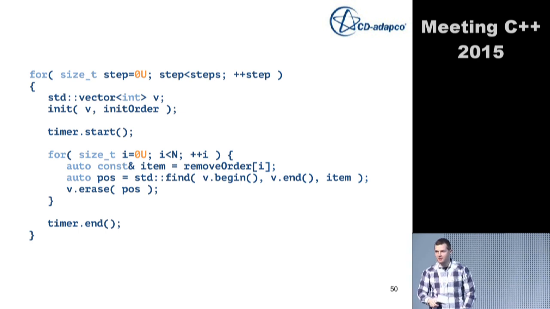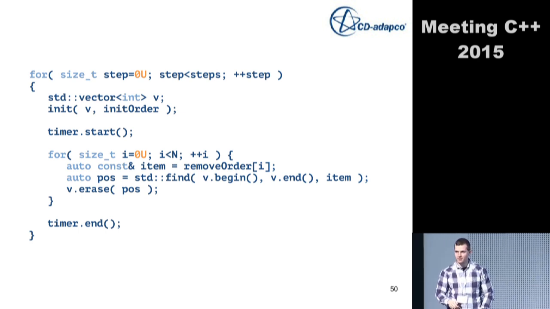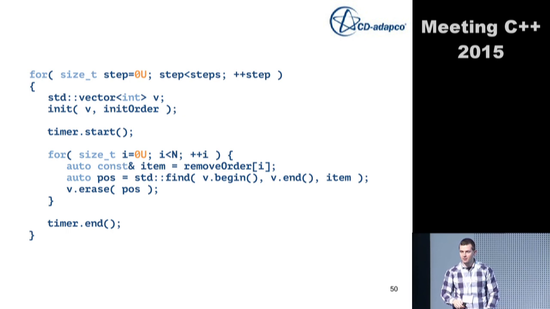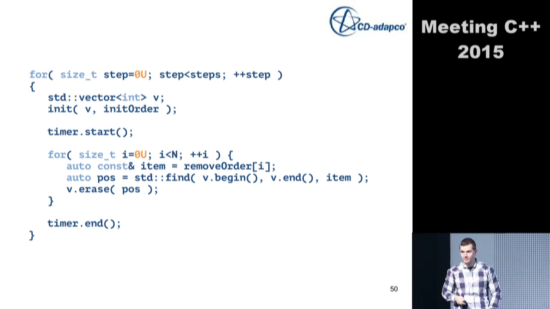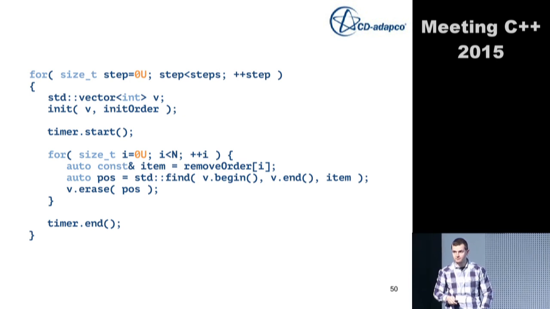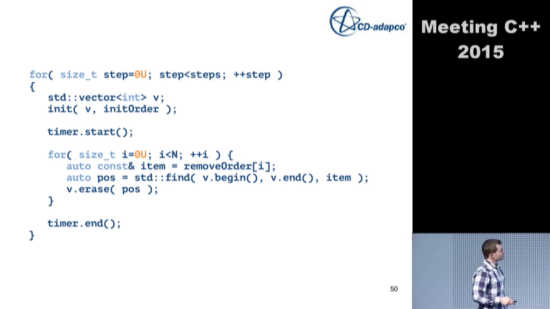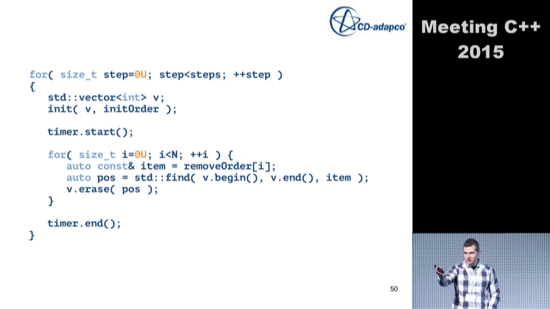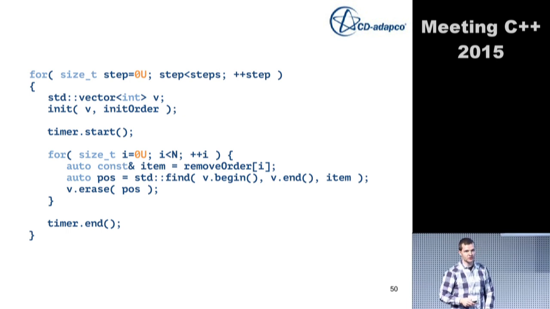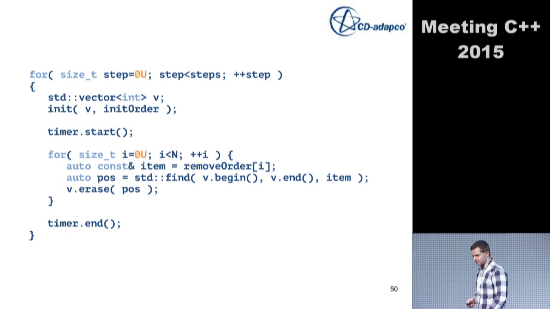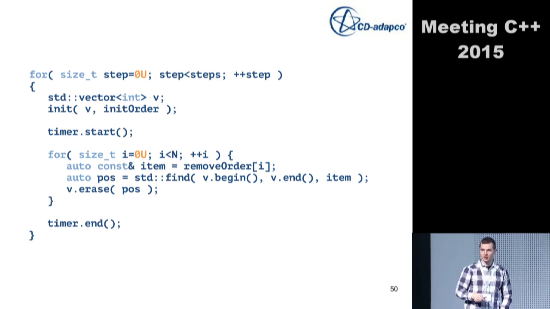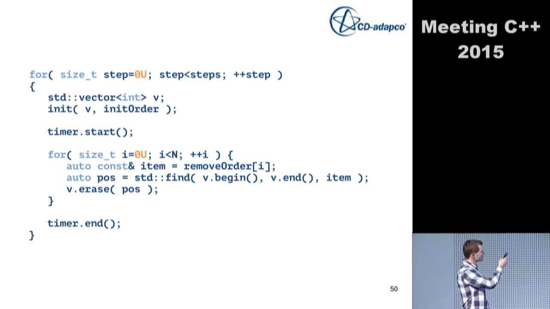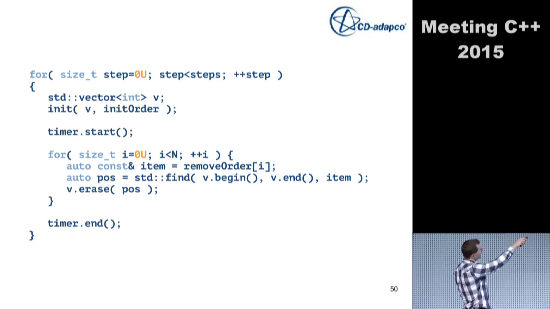Question: does order in a vector have to be preserved after removing an element? Because it makes the difference. I cannot influence this. So the question was, is the order preserved after I remove an element? Because I can swap with the last element and do it faster. That's true. So in this particular benchmark, which I show you right now, what I do is, I first initialize this in a specific order.